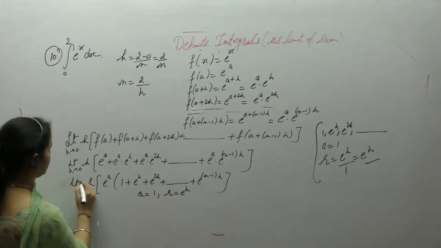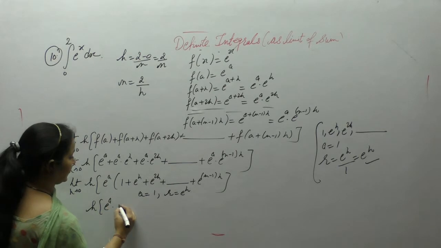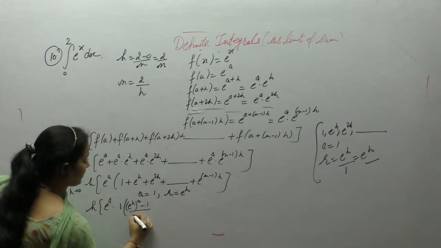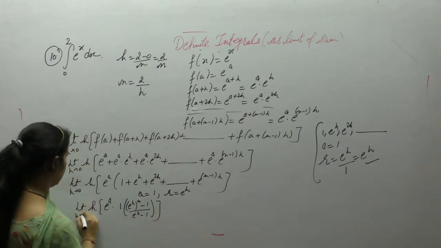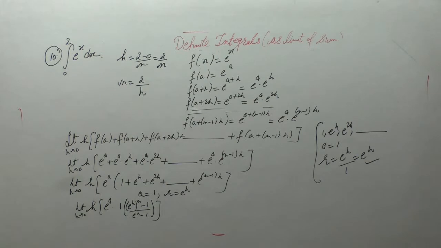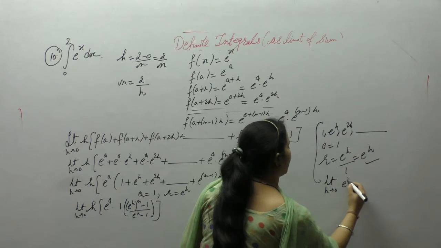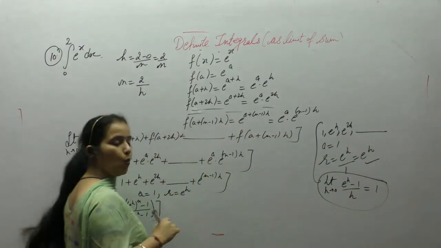Limit h tends to 0, a into r power n minus 1 upon r minus 1. Limit h tends to 0. Now we have one more formula. Limit h tends to 0, e power h minus 1 upon h is equals to 1.